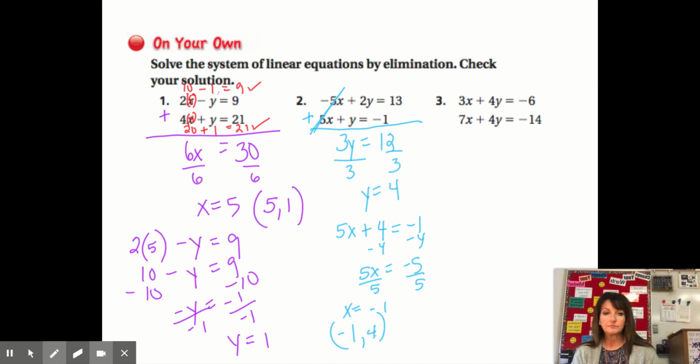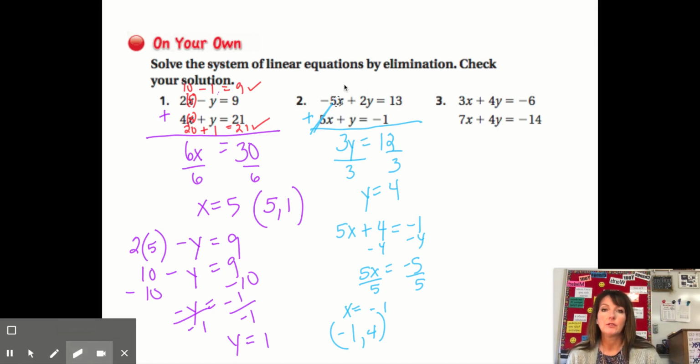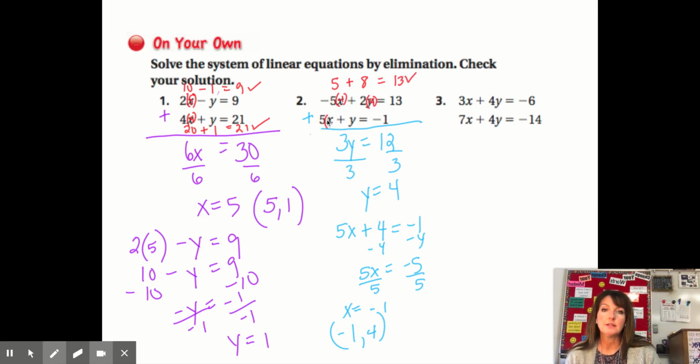I get the ordered pair, negative 1 comma 4. Okay. Then let's see if I want to check my work right here. So I'm substituting in the negative 1 right here. So negative 5 times negative 1 is 5. I'm substituting in a 4 here, plus 8. Is 5 plus 8 13? Yes. Here is the negative 1. Here is the 4. So negative 5 plus 4 equal to negative 1? Yes. Very important step. Okay, on the third one.